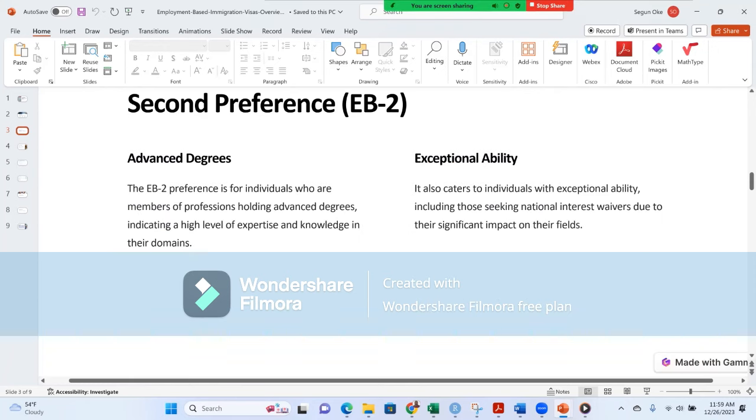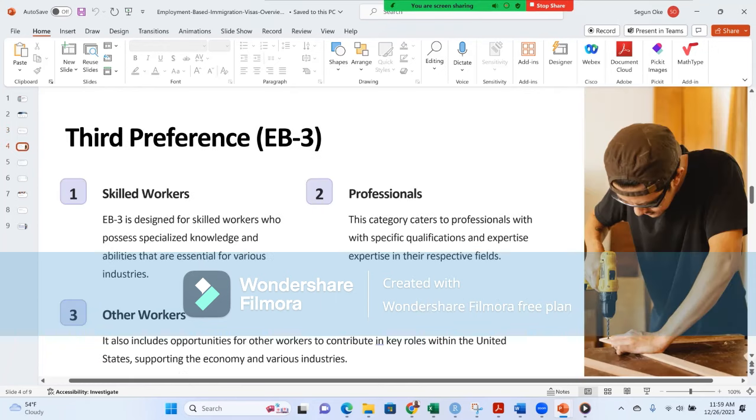EB3 is talking about skilled workers, professionals, and other workers in industry and the economy, who can be of help to the United States.